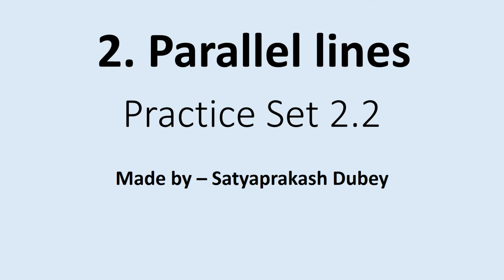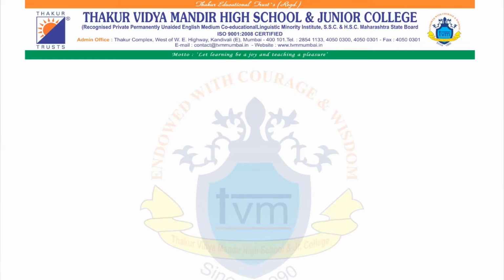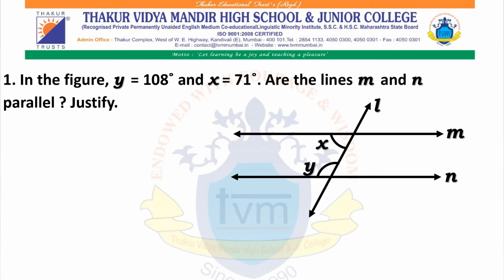Dear student, today we will see chapter number 2, parallel lines, practice set 2.2. Let's start. Here we have question number 1. In the figure, y equals 108 degrees and x equals 71 degrees. Are the lines M and N parallel? Justify.